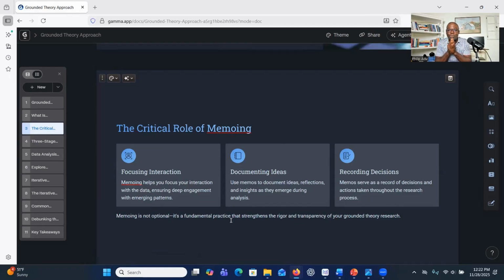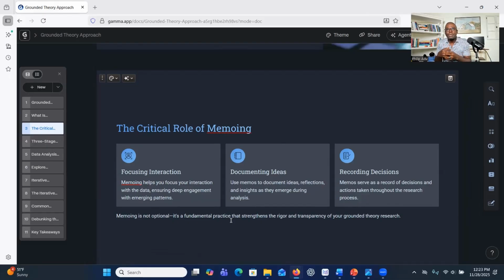Because you need full attention when interacting with the data and collecting data, so that you'll be able to develop a theory to explain a phenomenon. Also, documenting can help you to take note of your ideas and reflections that may be useful as you are going through the process. So when you are analyzing the data, many issues come into mind, many great pieces of information come into mind, but you don't want to stop and focus on them, so you want to document that.